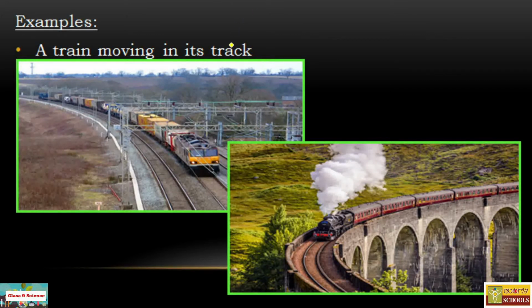Let us take the examples for translational motion. A train moving on its track is a translational one. This is figure number 1, this is figure number 2. Picture number 1 suggests that it is moving on a track with the same displacement, moving uniformly in that path. That is nothing but translational motion. In the second, which has a curved path, it again maintains the same displacement, and during its motion all points move uniformly. Okay, this is one example of translational motion, a train moving on its track.